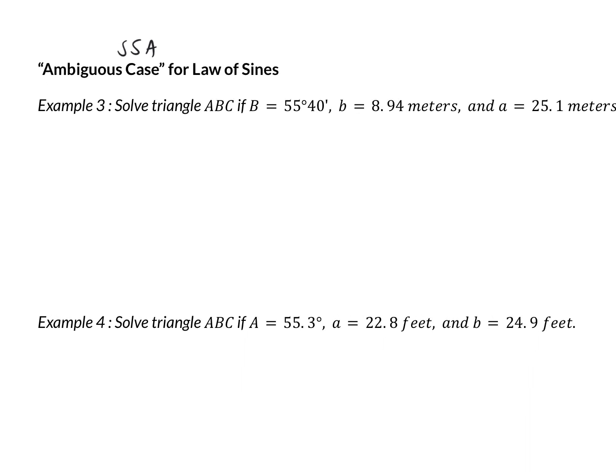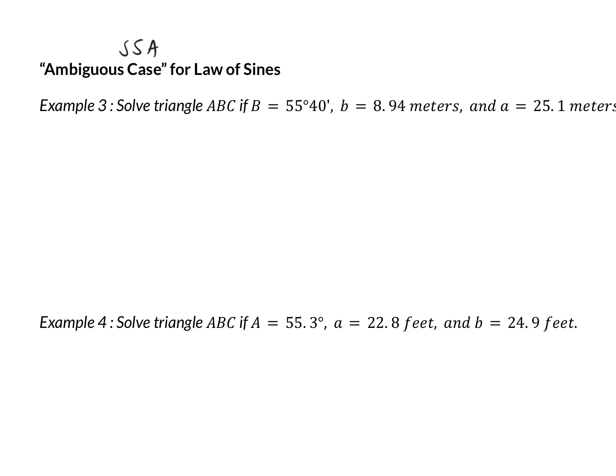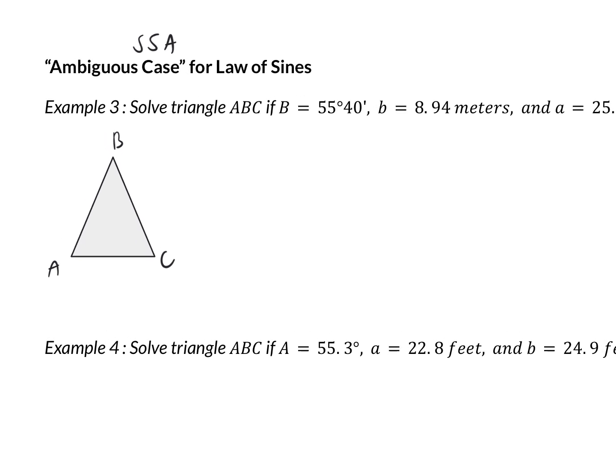So looking at this first one here, I'm going to draw a triangle, and I'm going to label the information that I am given to start. So I got my triangle, and I'm going to label this A, B, and C, and I'm going to label that information inside. So 55 degrees, 40 minutes, side length B is 8.94 meters, and side length A is 25.1 meters. Again, remember, make sure your side length is across from that angle when you're drawing your picture.